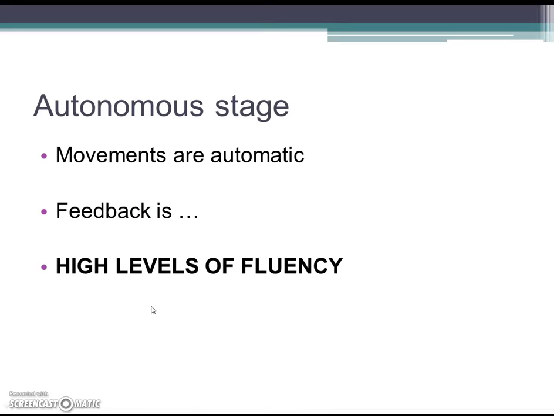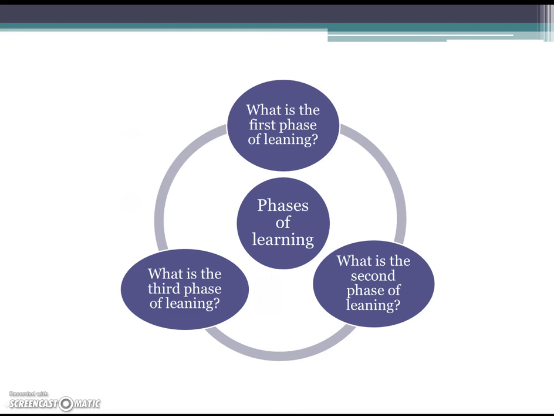So back to what we said at the start, if you're looking at the big picture here, what is the first phase of learning? You would need to know that that is the cognitive phase of learning, and then you would need to be able to write at least 3 characteristics about that phase of learning that makes it the first phase of learning. Okay, then second phase of learning, 3 characteristics. Third phase of learning, 3 characteristics.